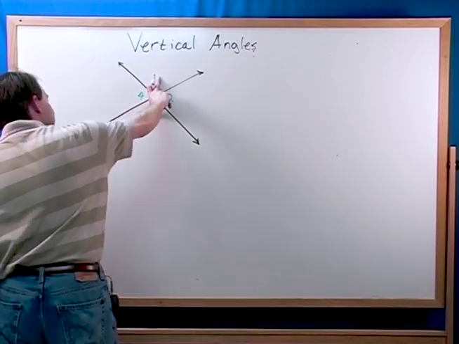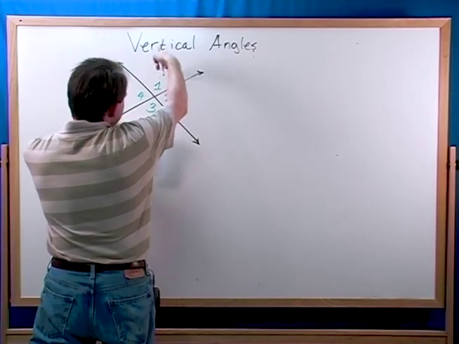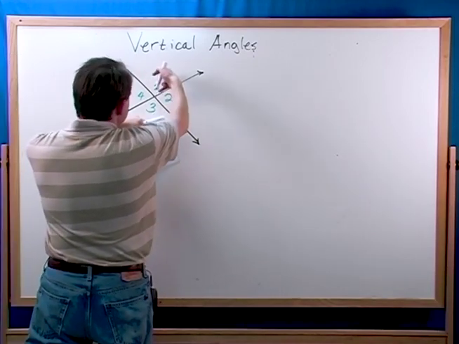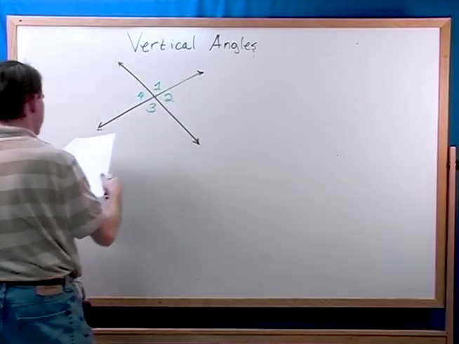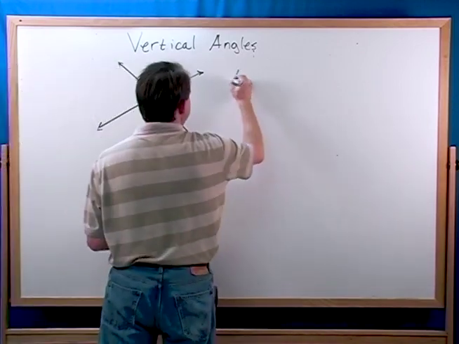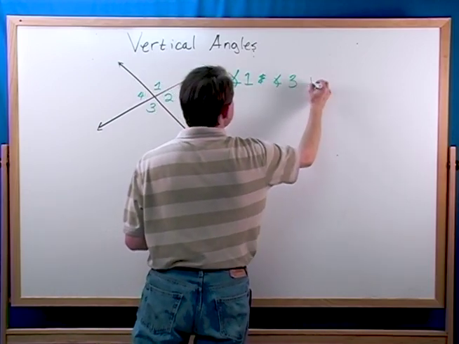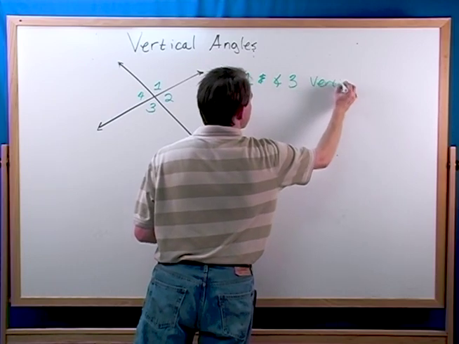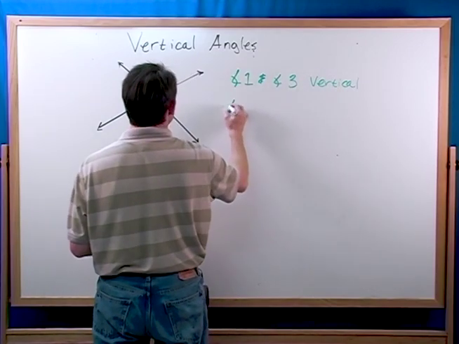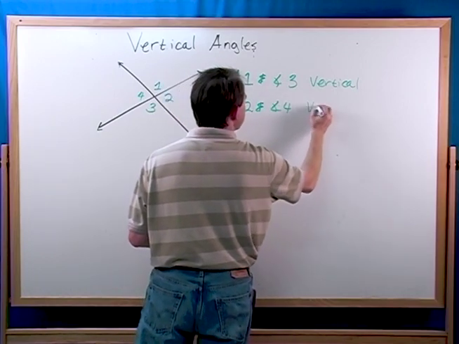The angles that are opposite each other are called vertical angles. I guess they call it that because they're kind of opposite each other. So you can sort of think of them as opposite angles, vertical angles. So 1 and 3 are vertical, and 2 and 4 are vertical. So I'm going to write that down. Angle 1 and angle 3 are vertical, and angle 2 and angle 4 are vertical.